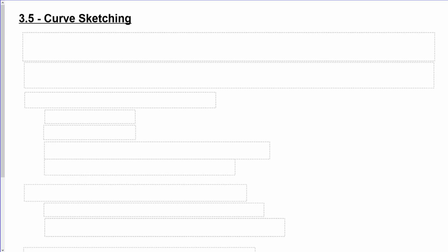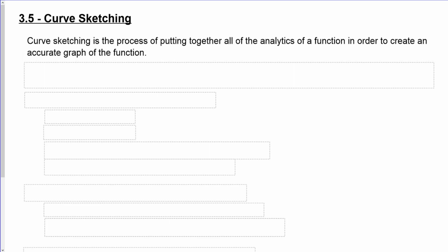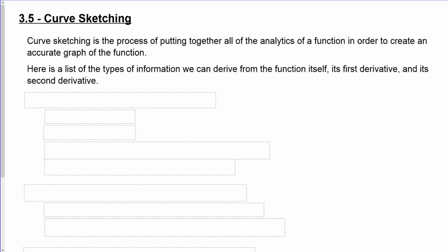In this lesson, we're going to discuss the topic of curve sketching. And curve sketching is the process of putting together all of the analytics of a function in order to create an accurate graph. The different types of information we can derive from the function, its first derivative and its second derivative, we want to list out here and discuss, and that's how we will use as a frame of reference as we go through example problems. So the things that we can get from the original function itself.